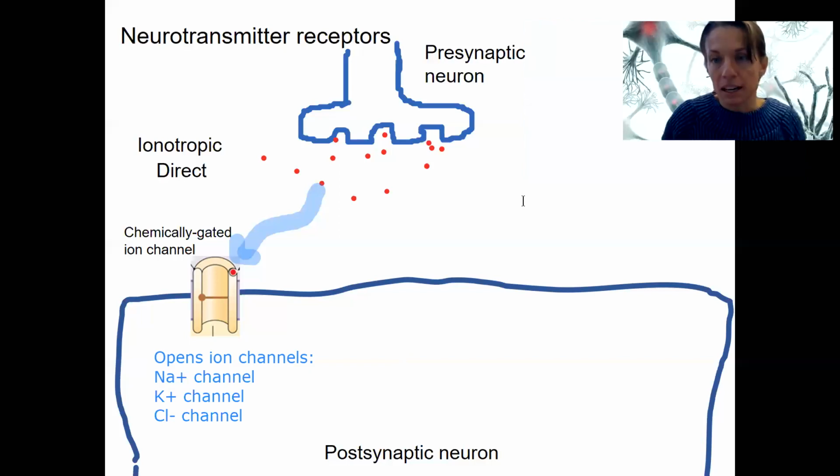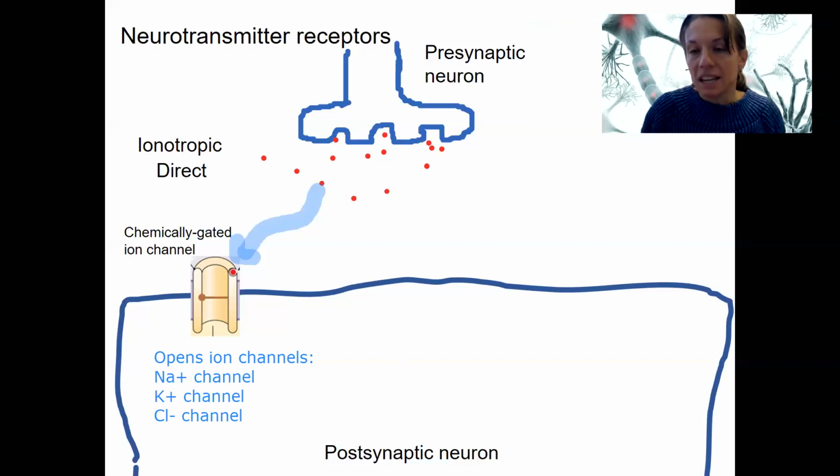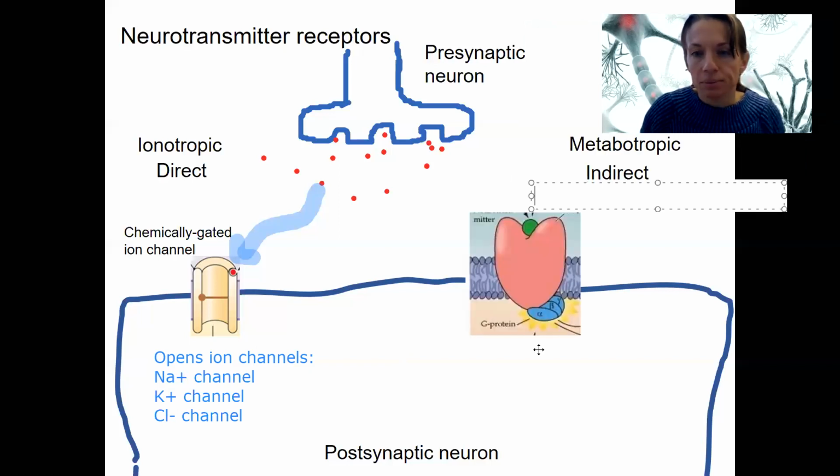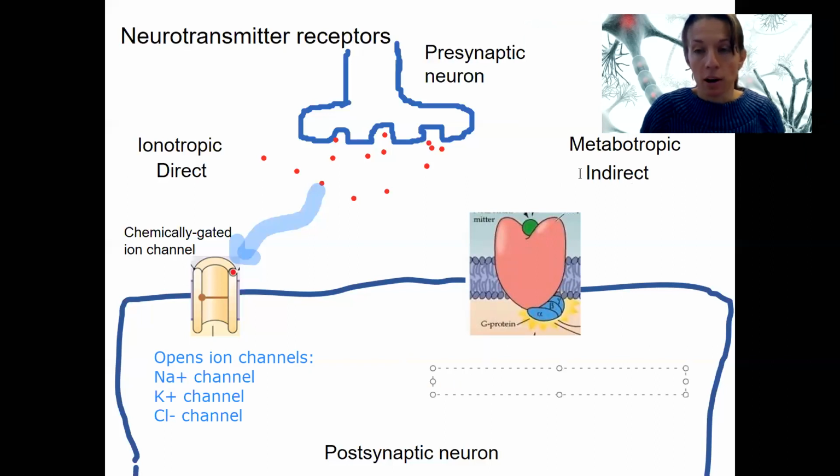Okay, the second type of receptor is metabotropic receptors. These are also called indirect because their effects are indirect. They take more than one step. Does this protein look familiar? Do you remember the name of this? This is a G protein coupled receptor. I told you they'd come back.